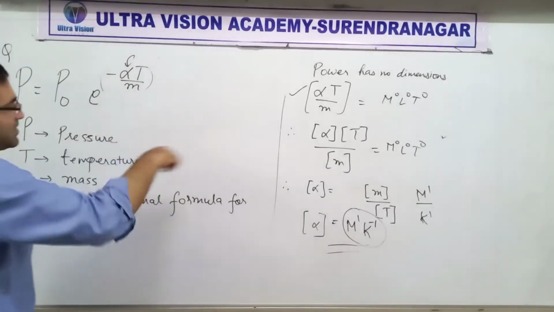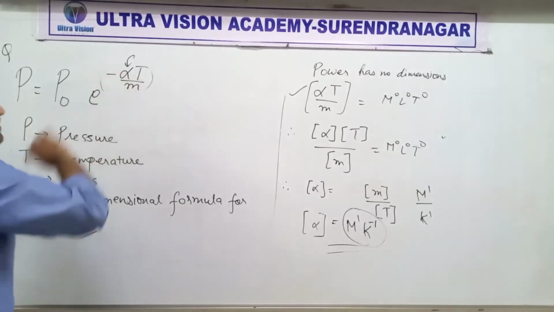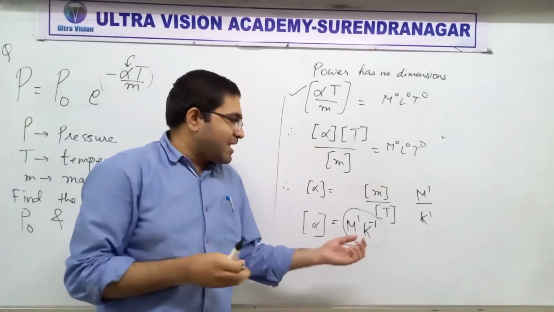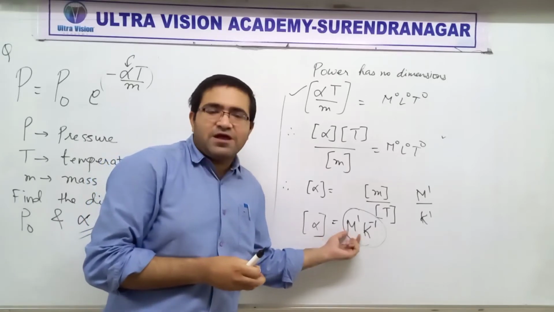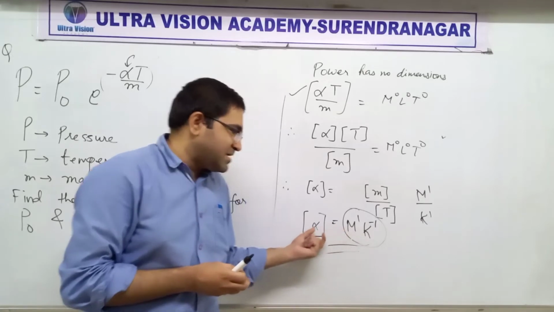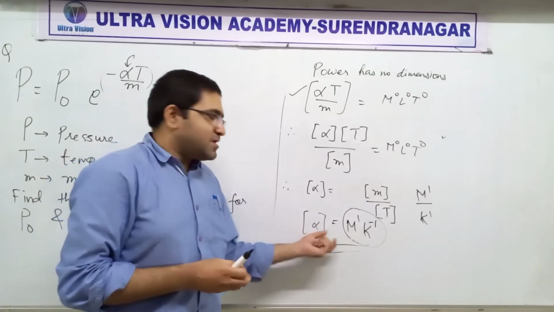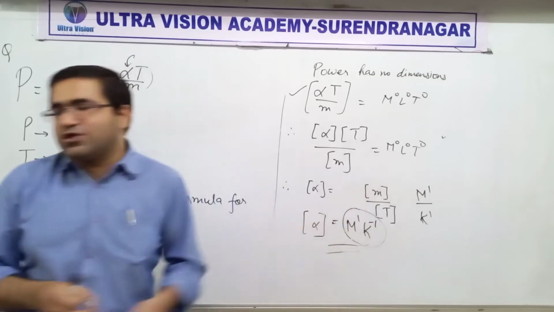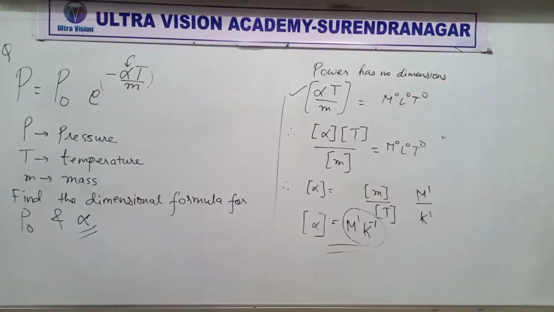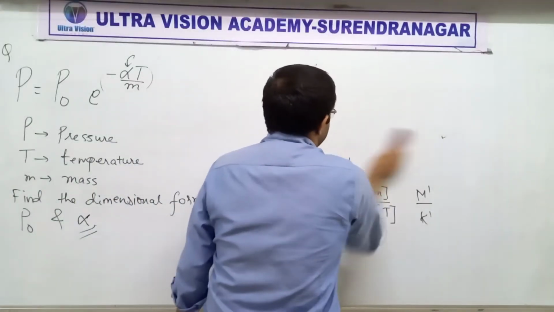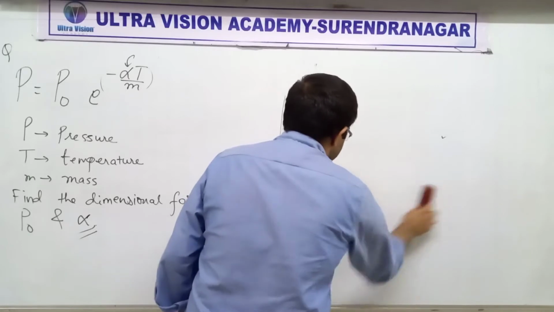When you do everything, then from that you can understand a little bit about alpha. So alpha will be some quantity that depends somehow on mass and on temperature. Right? Okay. Now, what about P0? Let's find it for P0.